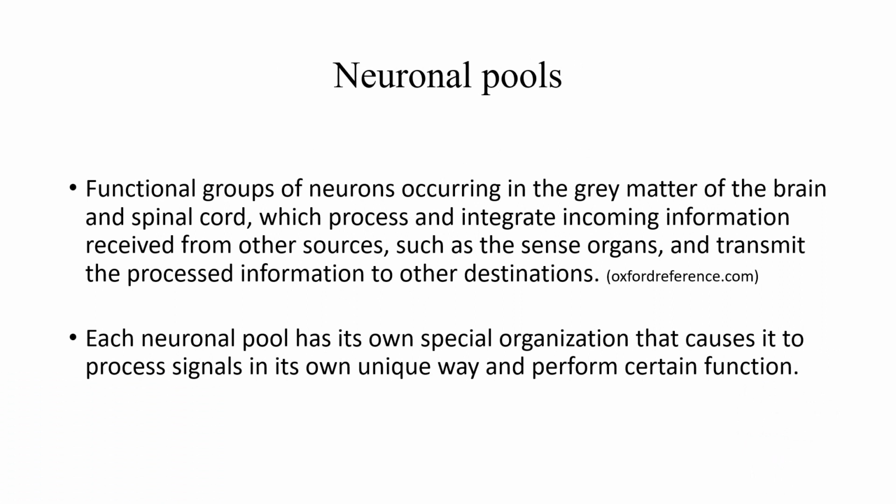Neuronal pools. So neuronal pools are functional groups of neurons present in the central nervous system, mainly the gray matter, and they process certain information together. Each neuronal pool has its own level of organization and spatial organization to perform a certain function.